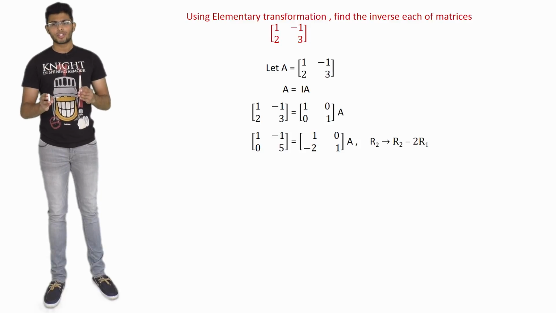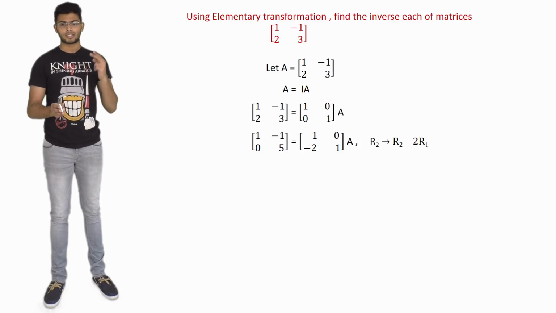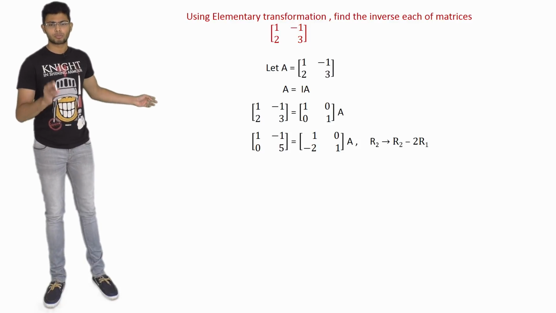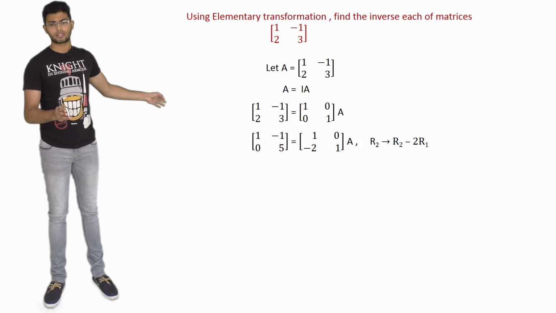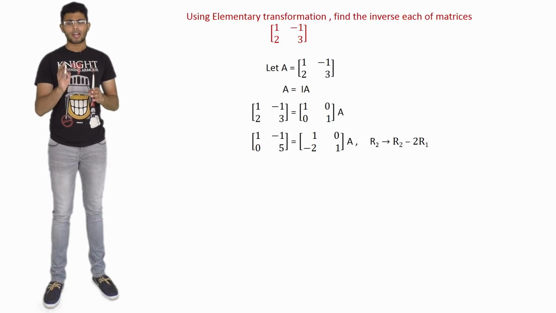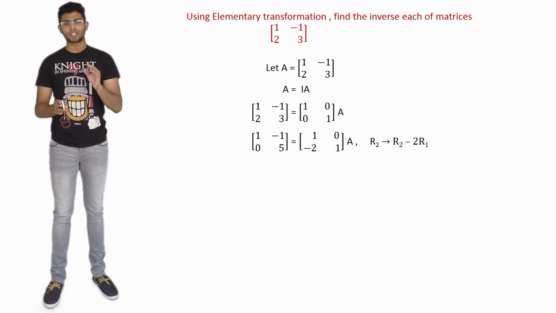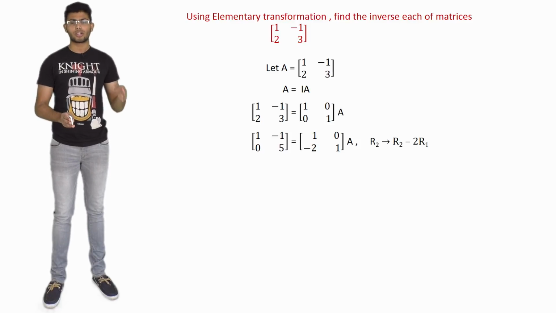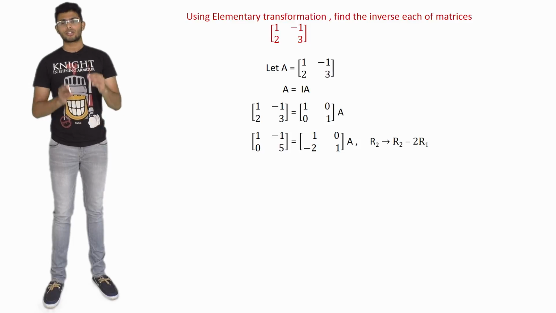So what we're going to do first is take the second row and subtract 2 times the first row. Okay, so once you do that, you get this matrix over here. You have to remember that while you're doing this problem, you're supposed to try to bring 1, 0 and 0, 1 on the LHS. Okay, so this is what we're going to do.